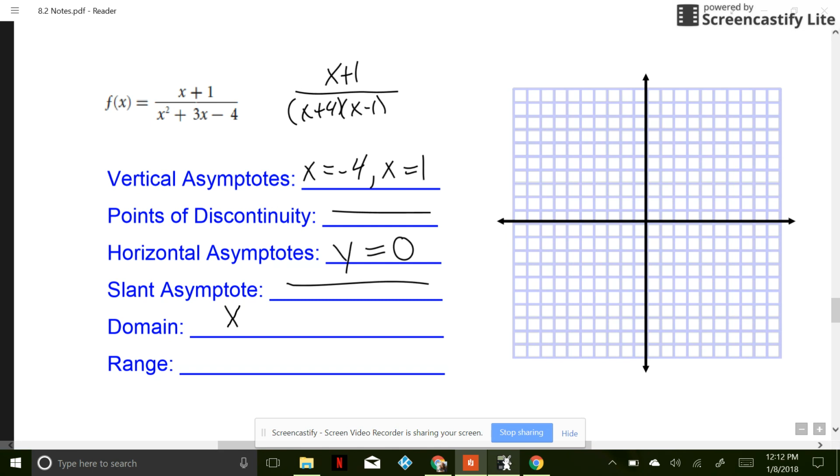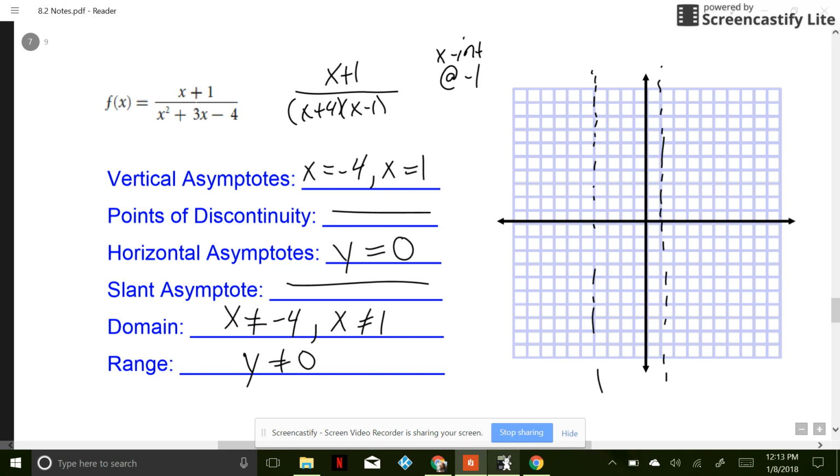So our domain, x can't be equal to -4, x can't be equal to 1, and our range, y can't be equal to 0. Last thing we want to check is our x-intercept that's coming from the numerator, anything that didn't cancel. So we'll have an x-intercept at -1. So we'll graph our asymptotes. 1, 2, 3, -4 is about here. X equals 1. And a horizontal asymptote at y equals 0. We know we're going to cross at -1.